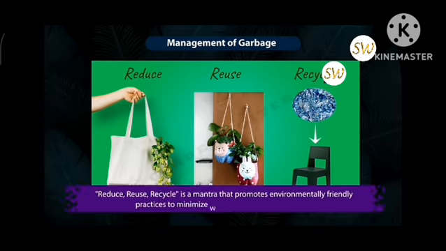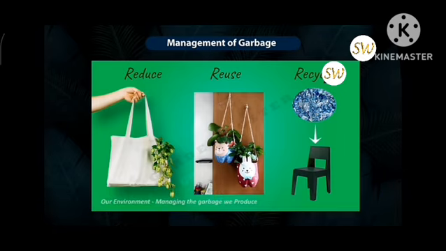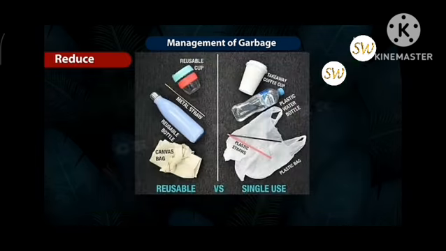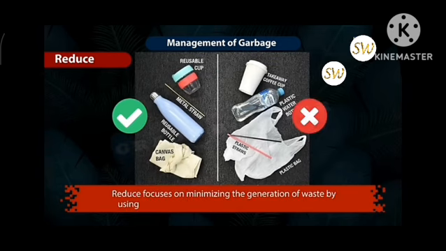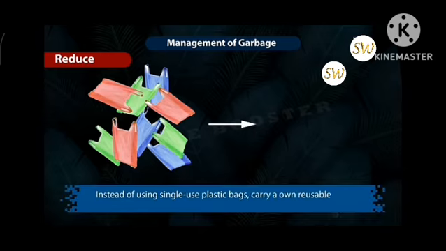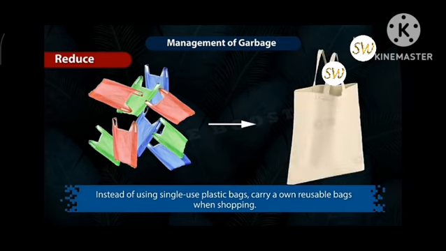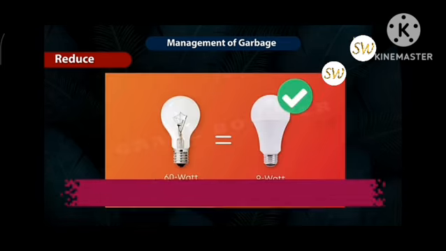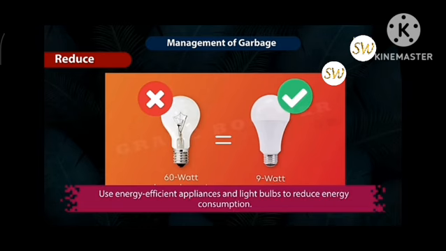Reduce, reuse, recycle is a mantra that promotes environmentally friendly practices to minimize waste and conserve resources. It's a set of principles aimed at sustainable living and waste management. Reduce. Reduce focuses on minimizing the generation of waste by using fewer resources and producing less overall waste. For example, using reusable bags. Instead of using single-use plastic bags, carry a reusable bag for shopping. 2. Using energy-efficient appliances. Use energy-efficient appliances and light bulbs to reduce energy consumption.